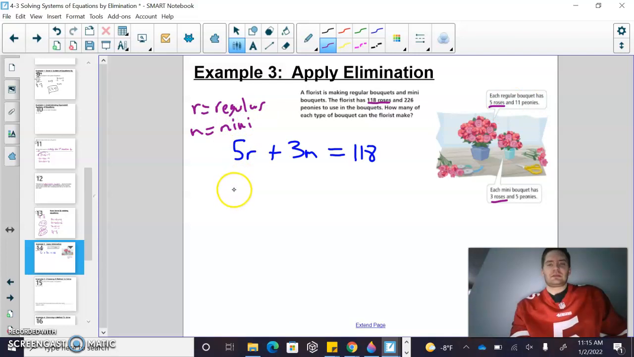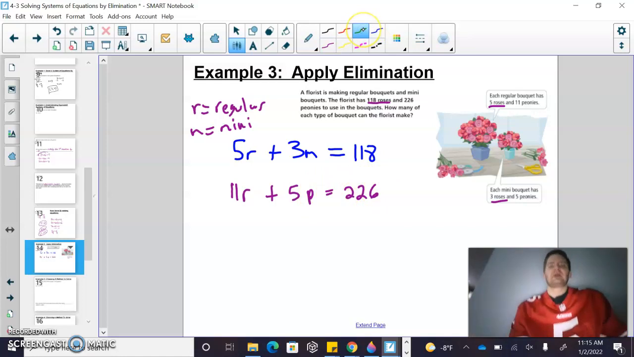So then the other one, we're going to have 11 and 5 peonies is equal to 226. Now we have to figure out how to solve this by elimination. Really, the only way we can do it is we're going to have to multiply both equations by a non-zero number to get one to cancel out. And the one we're going to choose is M. You can choose to do R, but I'm going to do M.